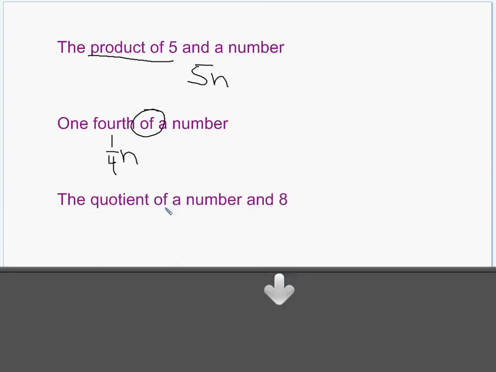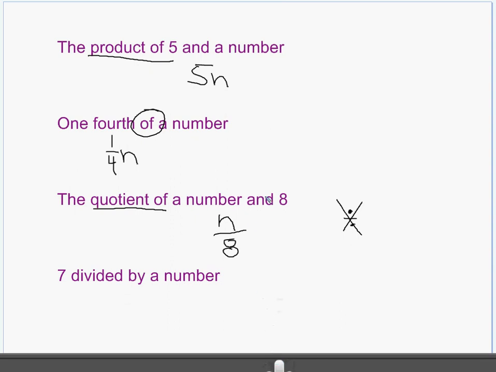Now, the division ones for some reason get tricky. The quotient of a number and 8. Quotient. That's division. So it's a quotient. That's a number divided by 8. And we're not going to write these little division signs like this anymore. Okay? Since we're in high school now, we're going to be writing our division as fractions. So we're going to write n divided by 8 just like this. It's a quotient of a number and 8, just like this. Okay? And the next one is 7 divided by a number. So they tell you, hey, this is division. Okay, so I'm going to have 7 divided by a number.